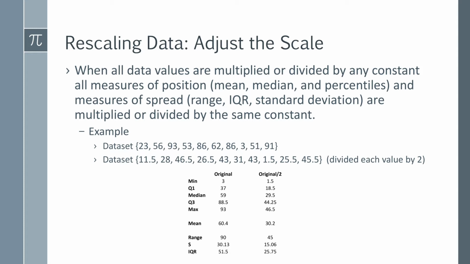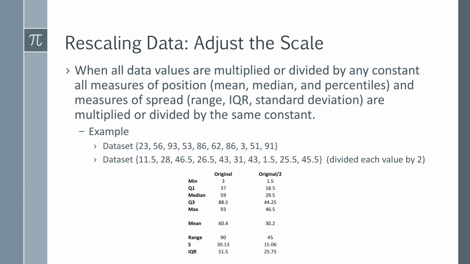Let's look at our 5-number summary. If you look at the original column versus the original divided by 2 column, you can see in my 5-number summary, each one of those values was cut in half. 3 went to 1.5, 37 went to 18.5, and so forth. Now let's look at the mean. The mean also got cut in half, 60.4 to 30.2.